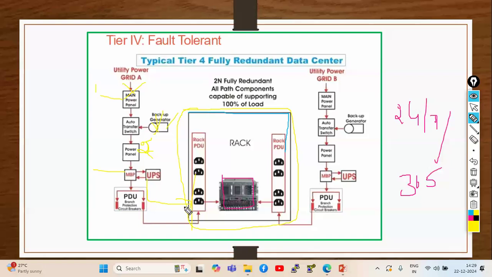And just like that, on the left side of the channel you have three power supplies. Just in case there is a problem with this side and everything goes down, a similar setup will provide power from the right hand side. This is the raw power, this is a generator, this is a UPS. So at any given point of time, you don't see any power outage.